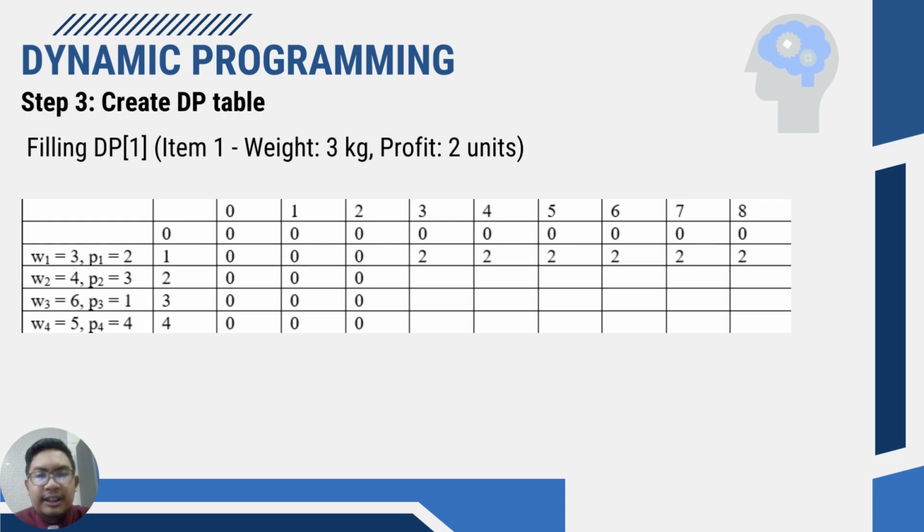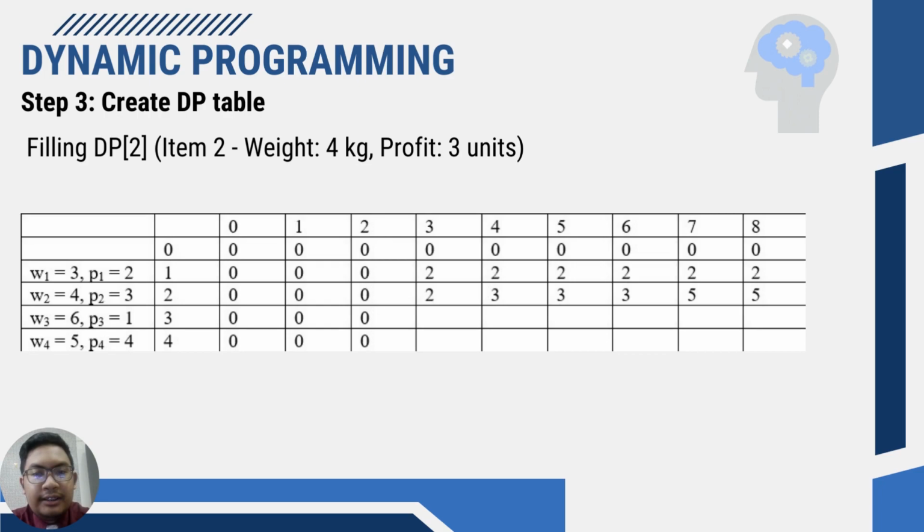Next, we fill out row by row. For the row after the 0th item, which is item 1, weight 3 kg and profit of 2 units, since we only consider the first item, from the 3rd column until the 8th column we fill out only the value of the first item, which is 2 units.